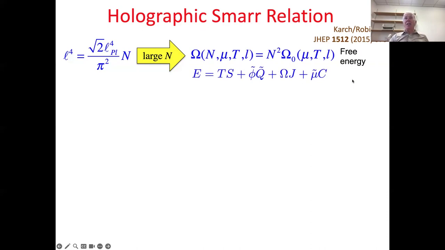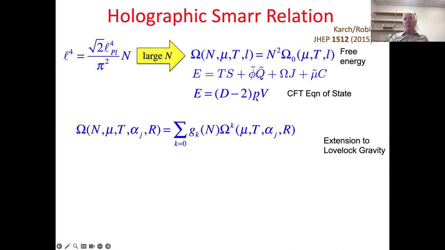And you can write in the context of the CFT a Smarr-type relation between the energy, the temperature of the CFT, its entropy, electromagnetic potential and charge, angular momentum and angular velocity, and the central charge and its conjugate variable mu. There is also a CFT equation of state where the energy goes like the pressure times the volume in the CFT. So they pointed out that if you just accepted this idea here, you could relate a variable lambda in the variable L to the central charge in the problem.